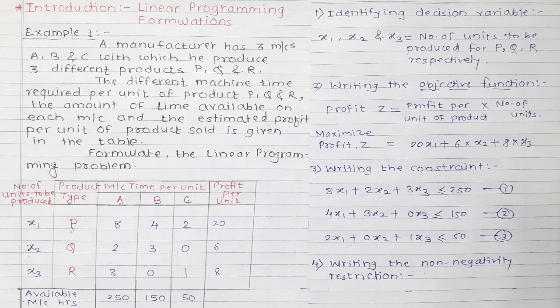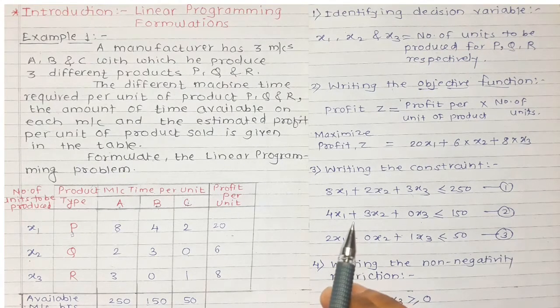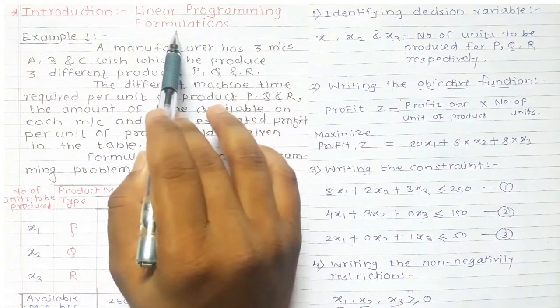So we have to write x1, x2, x3 is always greater than or equal to 0. So this indicates that the number of units of product P to be produced, the number of units of product Q to be produced and the number of units of product R to be produced is always greater than or equal to 0. It is never negative. So in this way we can formulate this linear programming problem.